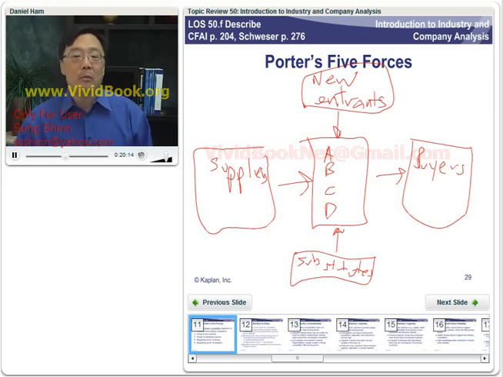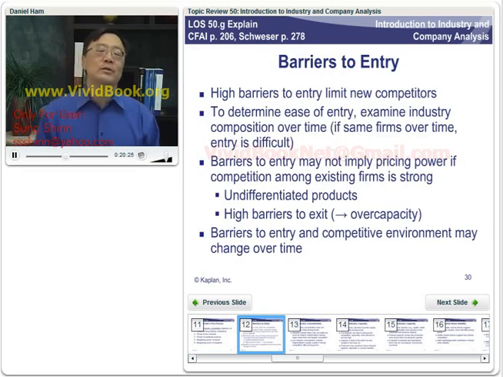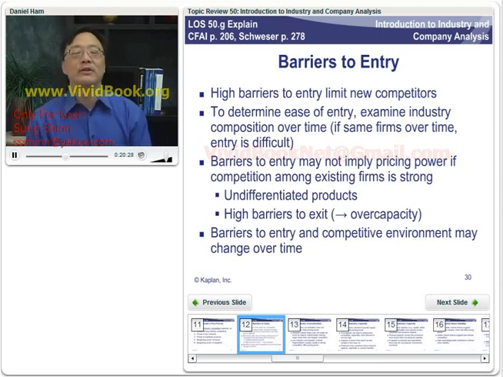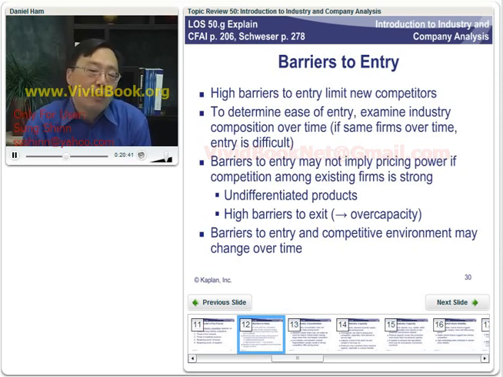I cannot stress enough how important Porter's Five Forces is, so make sure you do a thorough analysis of this particular model. That gets us to the next ideas, which are barriers to entry, industry competitiveness, industry concentration, industry capacity, and market share stability. We're going to compare all of these specifically to pricing power, which also leads to profitability as well as return on capital.